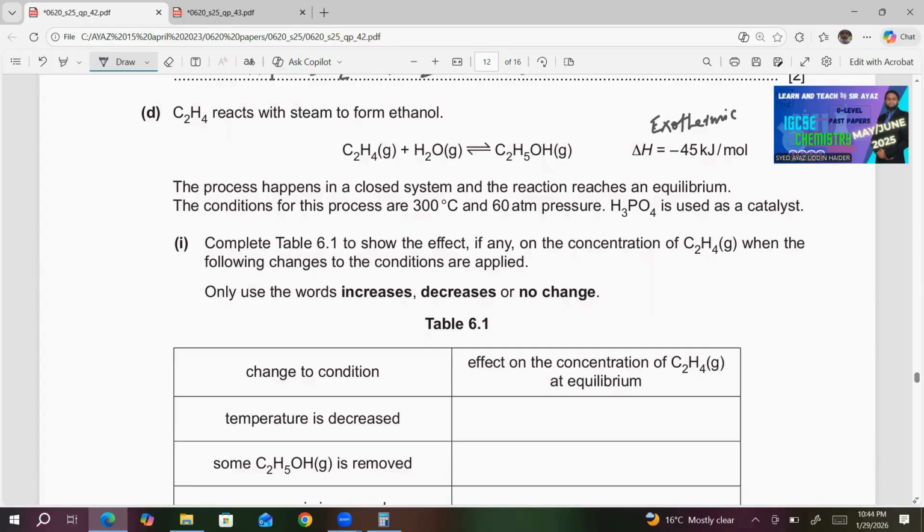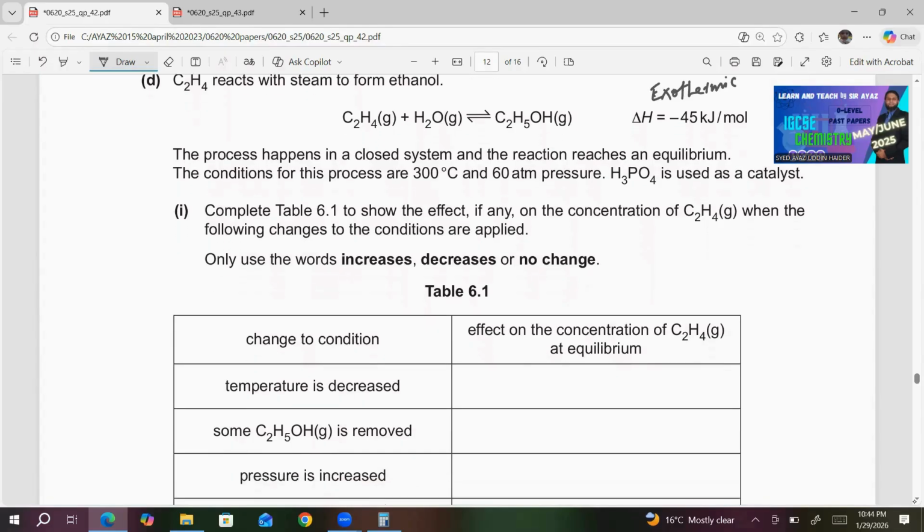Complete table 6.1 to show the effect, if any, on the concentration of C2H4 gas when the following changes to the conditions are applied. Only use the words increases, decreases, or no change. So what will be the effect on the concentration of C2H4 at equilibrium if the temperature is decreased? If you decrease the temperature, the equilibrium will shift to the right hand side because the forward reaction is exothermic. So this will definitely decrease the concentration of C2H4. So I'm going to write decreases.